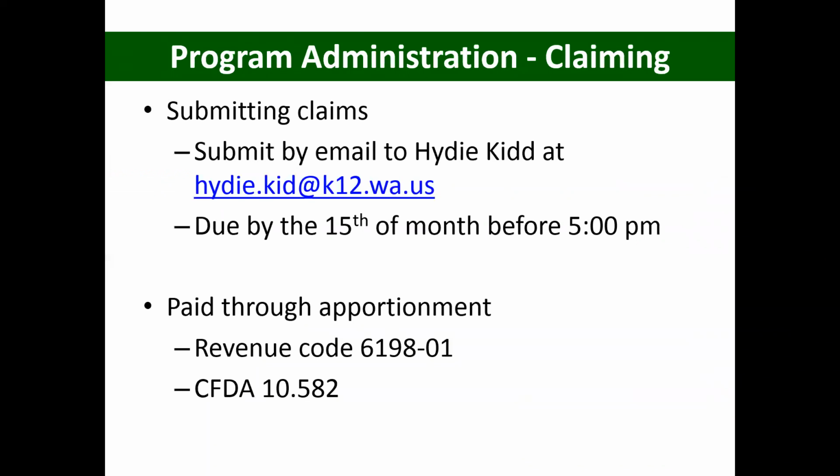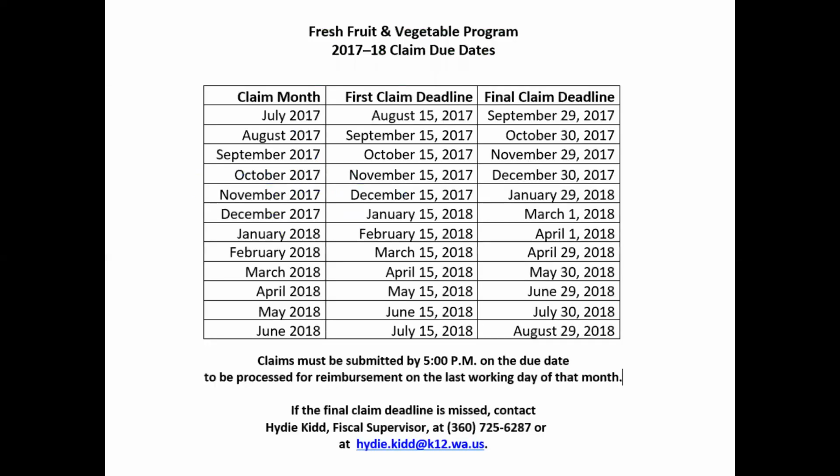And then after you've completed your claim and it's correct, you submit it by email to Heidi Kidd, and that's your email address, and they're due by the 15th of the month before 5 o'clock. Okay. And once again, your claims are paid through apportionment revenue code 6198-01. And it's a federal revenue code of 10.582. I think only one person has asked me what that was, and it was one of your business managers who called to find out.